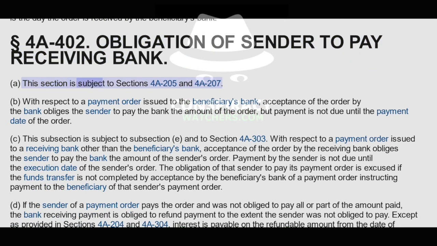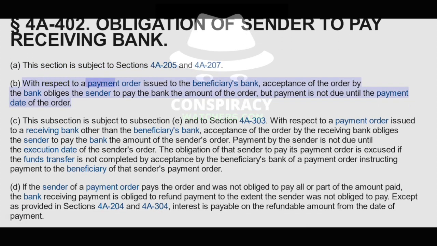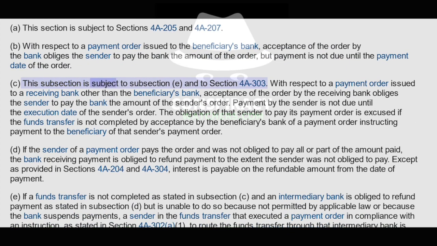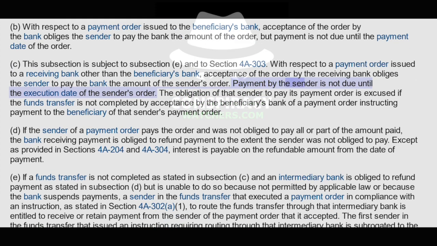This section is subject to sections 4A205 and 4A207. With respect to a payment order issued to the beneficiary's bank, acceptance of the order by the bank obliges the sender to pay the bank the amount of the order, but payment is not due until the payment date of the order. This subsection is subject to subsection and to section 4A303. With respect to a payment order issued to a receiving bank other than the beneficiary's bank, acceptance of the order by the receiving bank obliges the sender to pay the bank the amount of the sender's order. Payment by the sender is not due until the execution date of the sender's order.